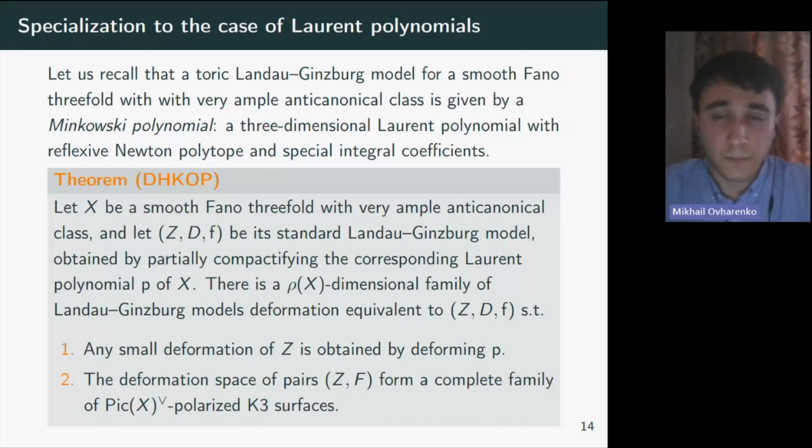But in fact, it says that any small deformation of the compactified Landau-Ginzburg models is in the end obtained by considering those toric Landau-Ginzburg models for pairs of X and a divisor on X, and the choice of D precisely corresponds to something of a dimension equal to the Picard rank of X. And for example, in our paper we have computed these toric Landau-Ginzburg models for pairs for Fano threefolds of the form P1 times a Dolgachev surface with a very ample anticanonical sheaf.